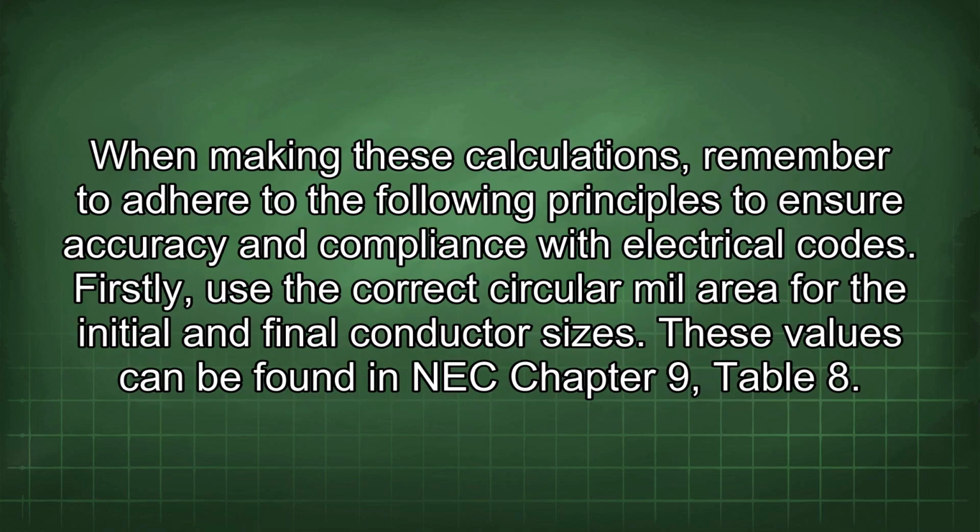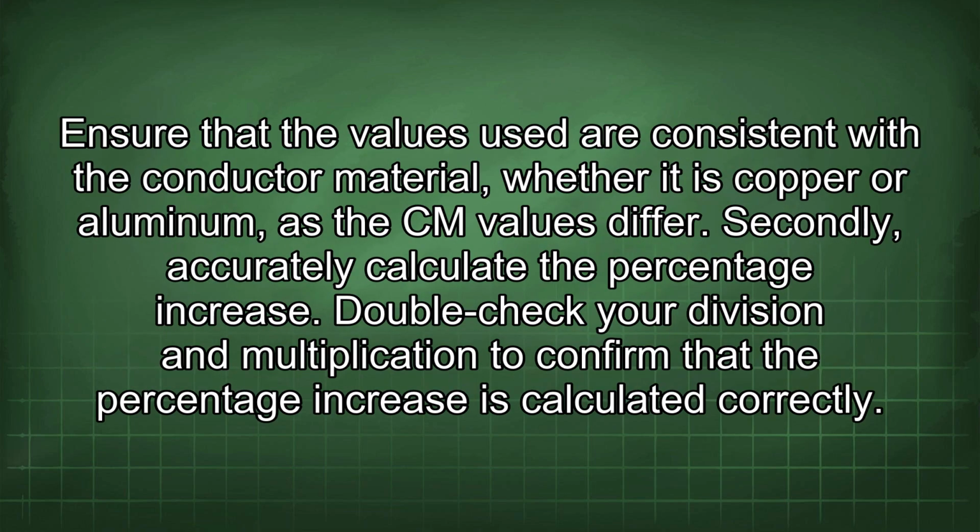When making these calculations, remember to adhere to the following principles to ensure accuracy and compliance with the electrical codes. Firstly, use the correct circular mil area for the initial and final conductor sizes. These values can be found in NEC Chapter 9, Table 8. Ensure that the values used are consistent with the conductor material, whether it is copper or aluminum, as the cm values differ.